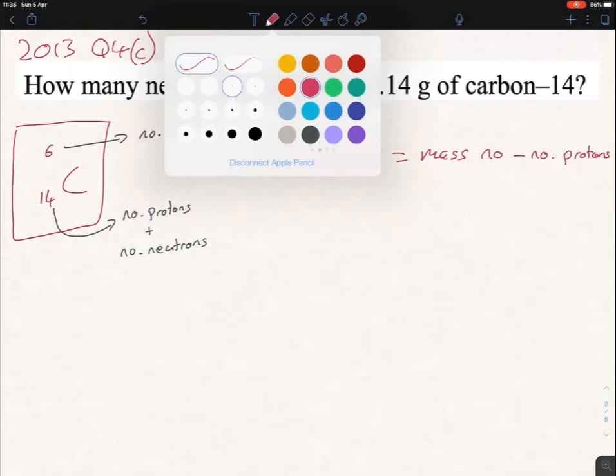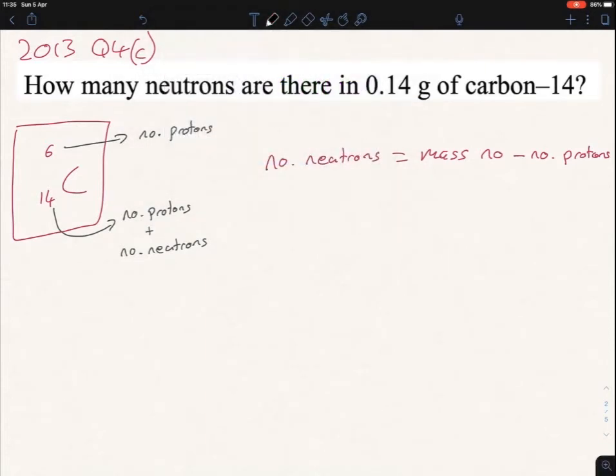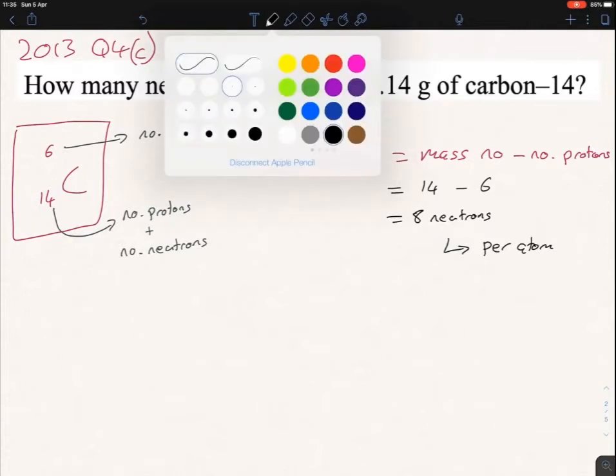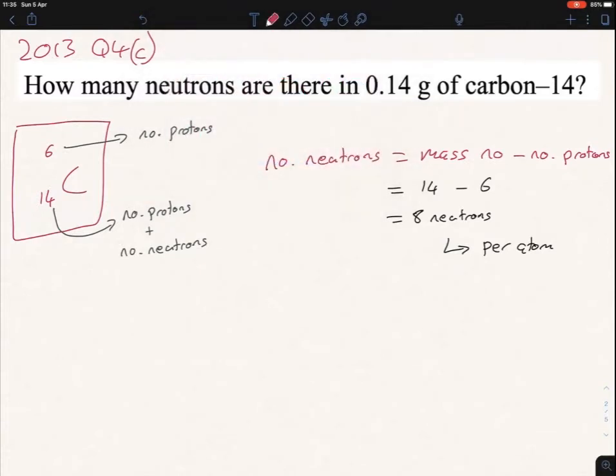So we'll plug in our information. Number of neutrons equals our mass number, 14, minus 6, and therefore we're left with 8 neutrons. Now, we must be careful here. That is 8 neutrons per atom. That's critical, guys, because we're not dealing with one atom. In this case we're dealing with many atoms, because you're told that there's 0.14 grams. So we have to figure out how many atoms are present in 0.14 grams of carbon.